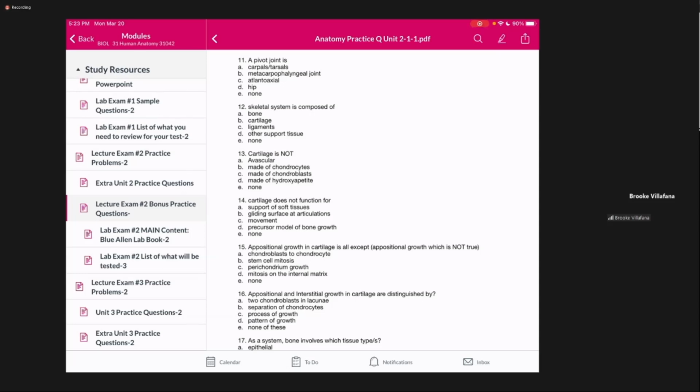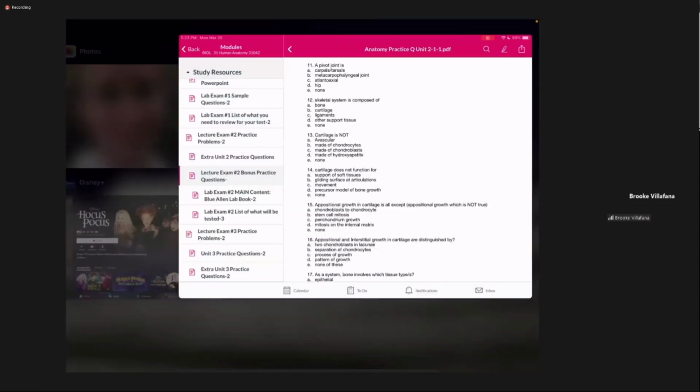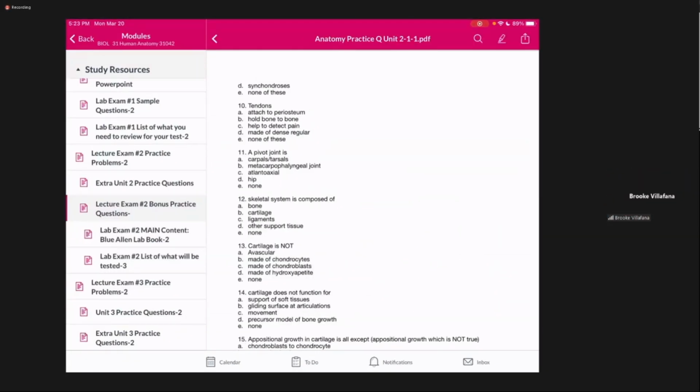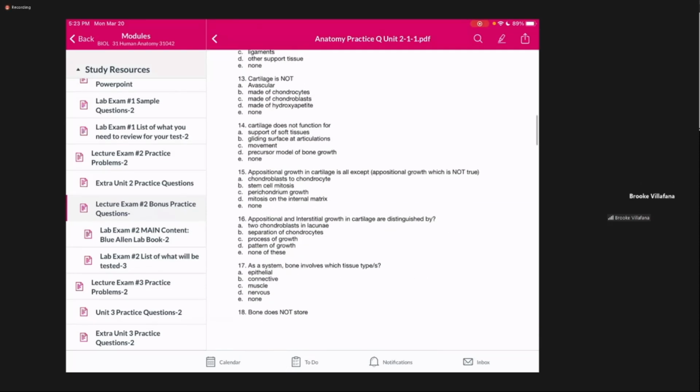Skeletal system is composed of which of these? Bone, cartilage, ligaments, other support tissue, or none? None, right? Because all of those would be true. Bone, cartilage, ligaments, and other support tissue are all part of the skeletal system.